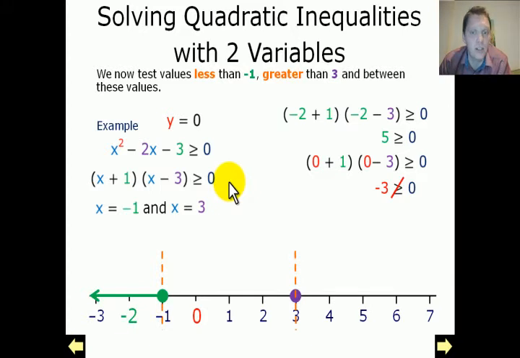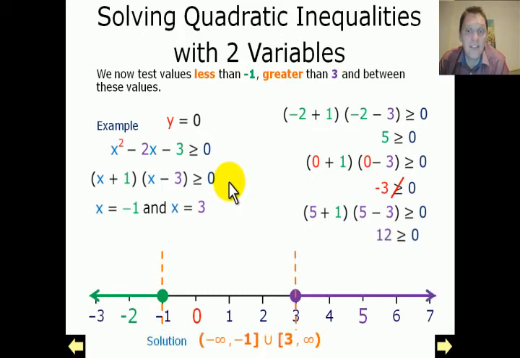Now I'm going to try 5, putting this into my expanded brackets. 5 plus 1 is 6, 5 minus 3 is 2, multiplying them together is 12, and 12 is greater than or equal to 0, which means I can draw an arrow going from my filled in circle to the right hand side, in which case all values to the right are part of my solution.